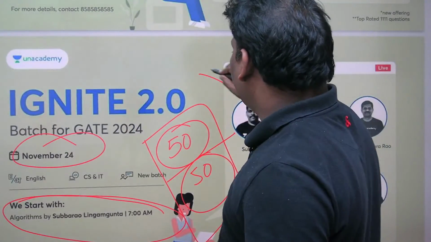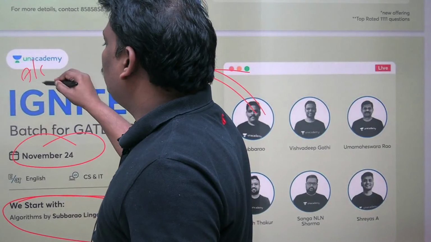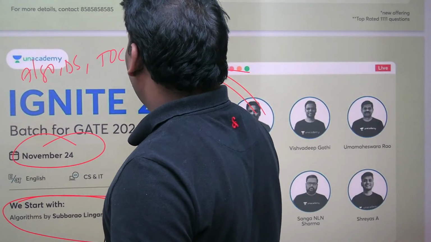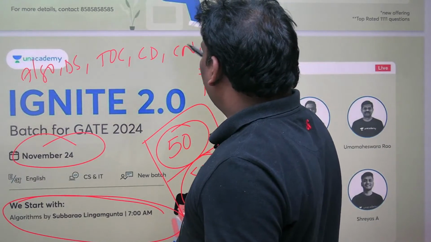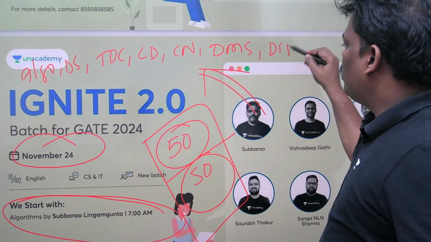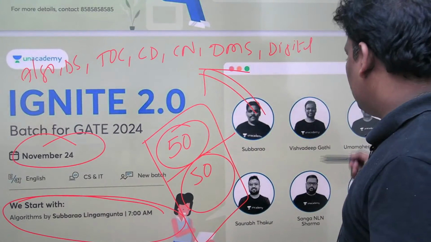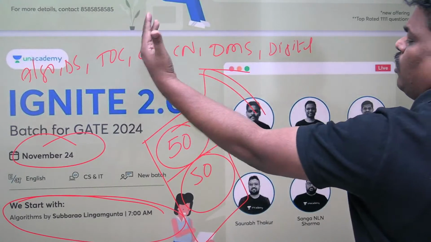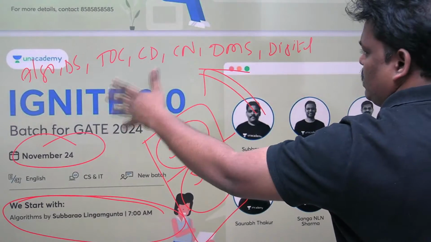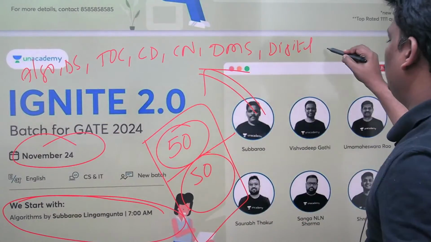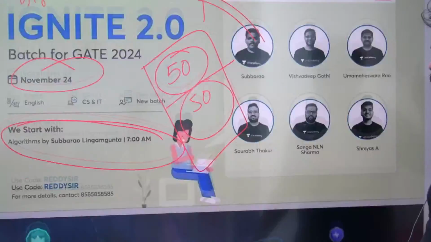And one more thing, it is me. I will start Algo, followed by DS, followed by TOC, followed by compiler design, followed by computer network, followed by discrete mathematics. Next one is digital. One by one I will cover. Some good faculty are there, and the remaining subjects the good faculty will cover. So this is the sequence I will follow. Other subjects have some more teachers, and you can comfortably follow them.